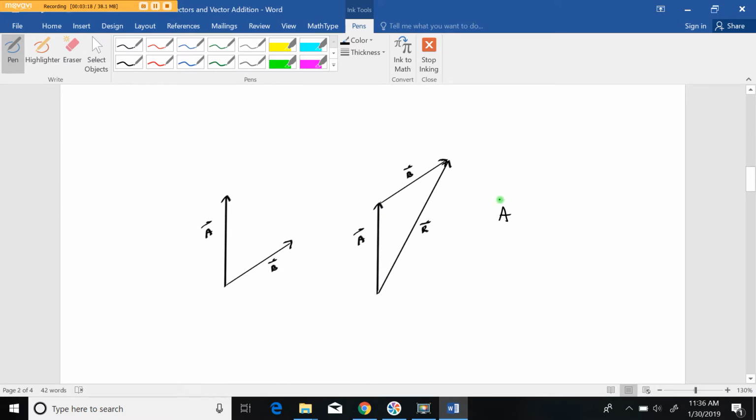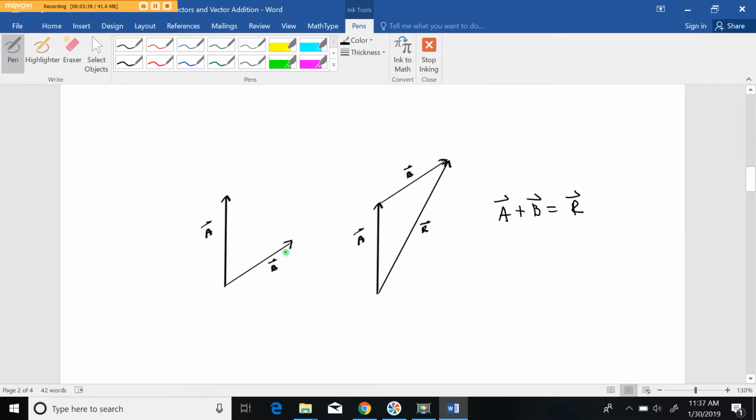If I write this out, vector A plus vector B is equal to what I'm going to call the resultant vector. Graphically, this is what the picture looks like. Whenever you draw vectors graphically for a vector addition, they have to be tip to tail. Now notice in this picture, they're tail to tail. In this picture, the tip of vector A is touching the tail of vector B.